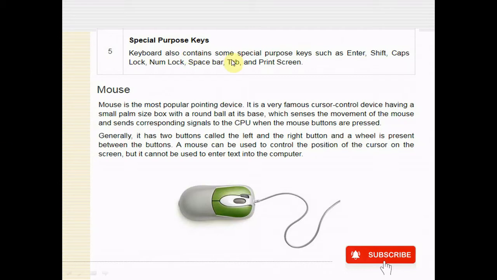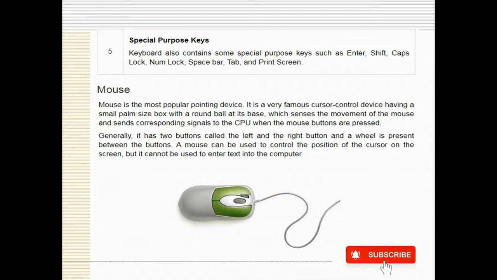Mouse. What is mouse? Mouse is the most popular pointing device. It is also a famous cursor control device having a small palm size box with a round ball at its base, which senses the movement of the mouse and sends corresponding signals to the CPU when the mouse buttons are pressed. Generally, it has two buttons called the left and right button, and a wheel is present between the buttons. The mouse can be used to control the position of the cursor on the screen, but it cannot be used to enter text into the computer.